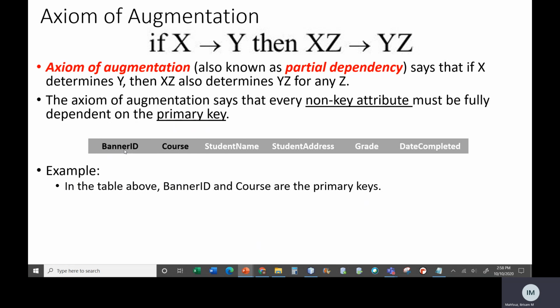I already know that banner ID X determines student name. And so when you give me a composite primary key, banner ID and course, I still know that it determines the name and, of course, the course. So this is called a partial dependency. It's called the axiom of augmentation. If I know that something functionally determines something else and you add a little bit of information to it, I still have that determination that it's still Y.